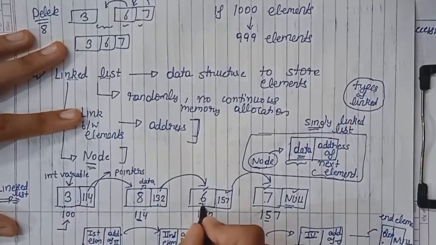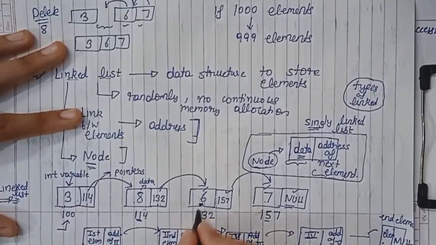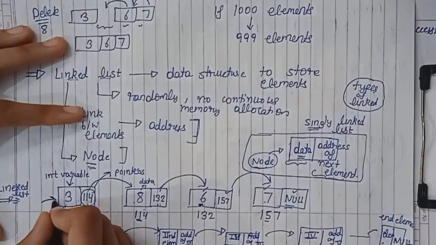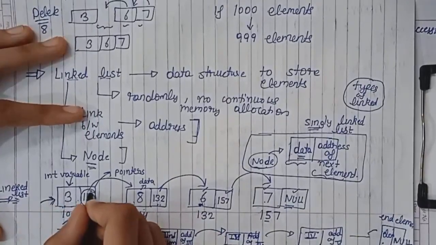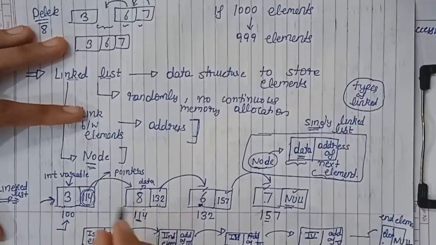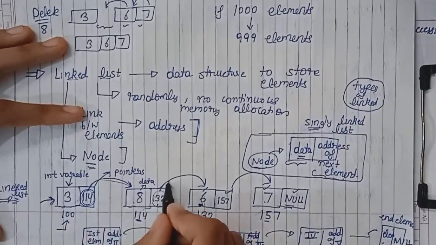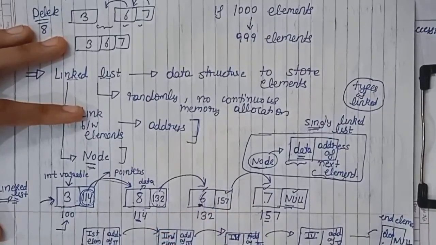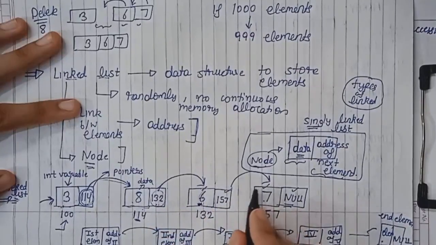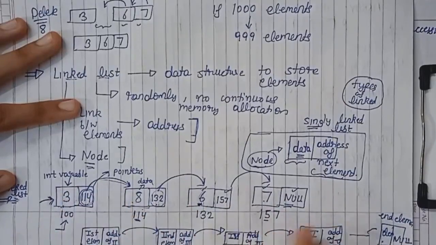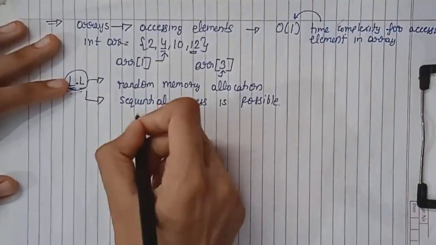If you want to access 6, then you can't directly access 6. You will first come to the first element and then you will read this address. After reading this address, you will reach the second element, and after reaching the second position, you will read this address and then you will reach 6. So if you want to access any element in the linked list, you need to traverse through all the elements before that element in the linked list.